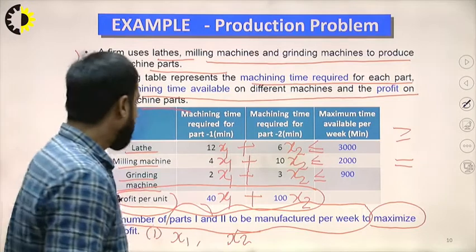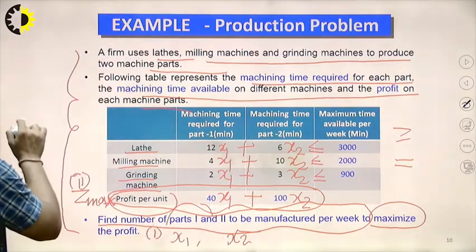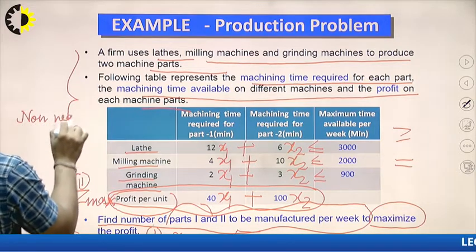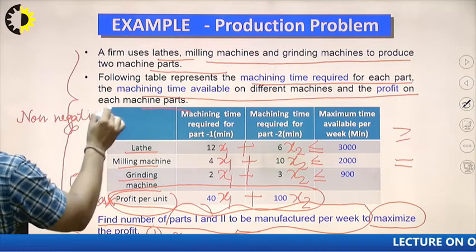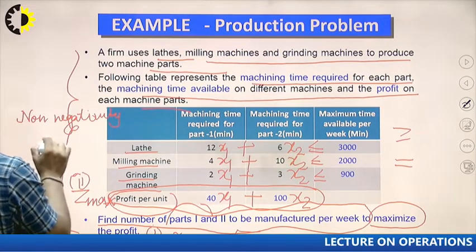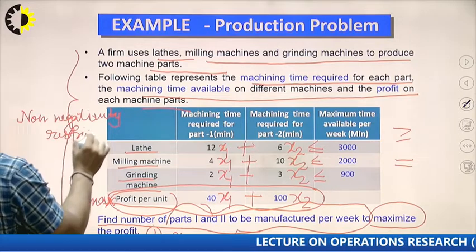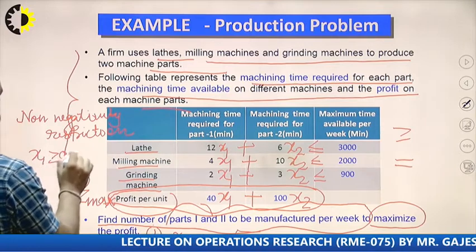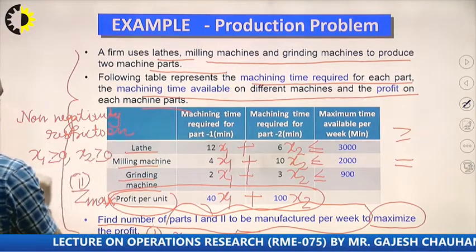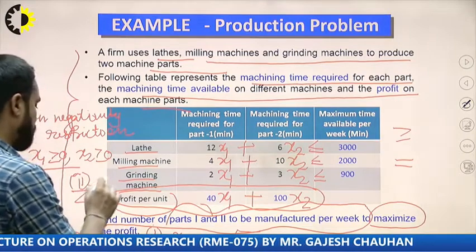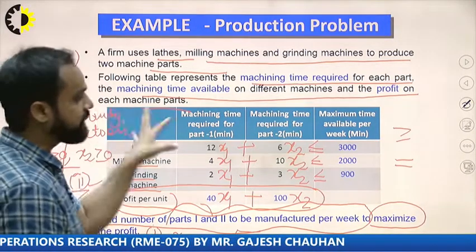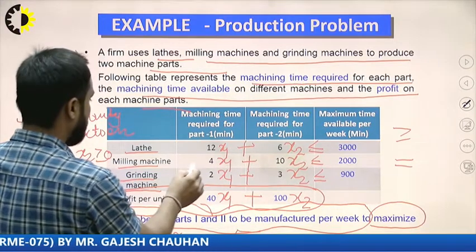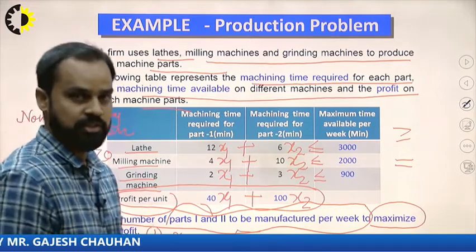So this way. And another very important equation, the fourth one, is the non-negativity restriction. That is, all decision variables must be greater than or equal to 0. So these are the 4 equations. These are the 4 things required to convert any description into the mathematical form: decision variable, objective function, constraint and the non-negativity restriction, right?